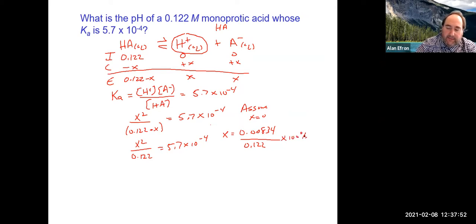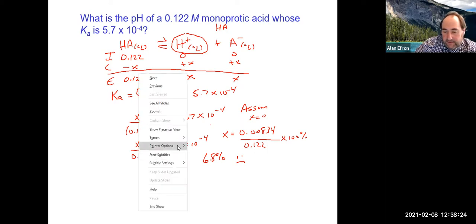In this particular case, we end up with like 6.8%, which means this assumption is not so good. Because it's above 5%, we actually should not use the assumption. You do need to now go back and solve it, in this case, using the quadratic formula. First off, any questions on the ice table? How we know it's no good? Any of those questions?